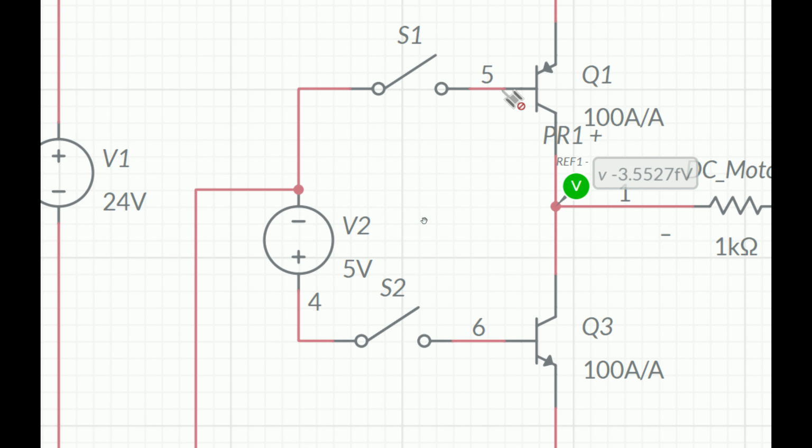And now to control the speed, you just have to give the PWM over here. Instead of giving 0 or 5, or like 1 or 0, you just give PWM pulses through your microcontroller.